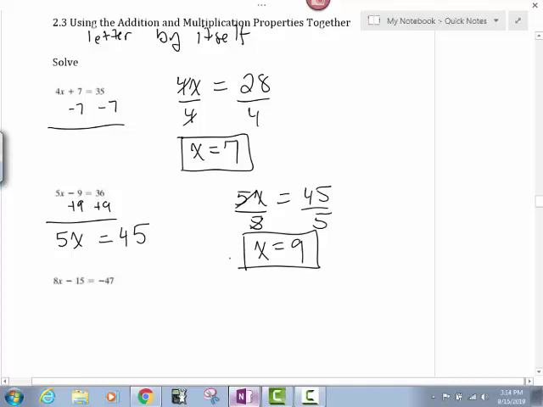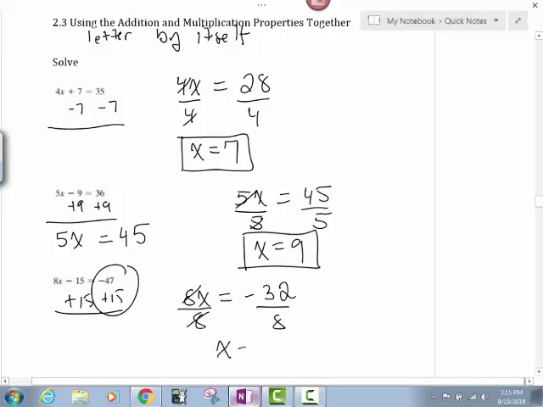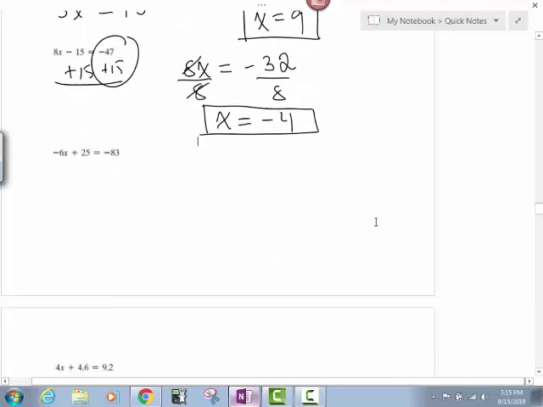All right, so you can kind of see the pattern here. Let's do the same thing for the third one. I'll add 15 to both sides. So we end up with 8x equals, let's take a look at this part here. We have a negative 47 and a positive 15. So if I owed you $47 and I gave you 15, I would still owe you 32. So again, the last step is we divide by 8 on both sides, and we end up with x is equal to negative 4.